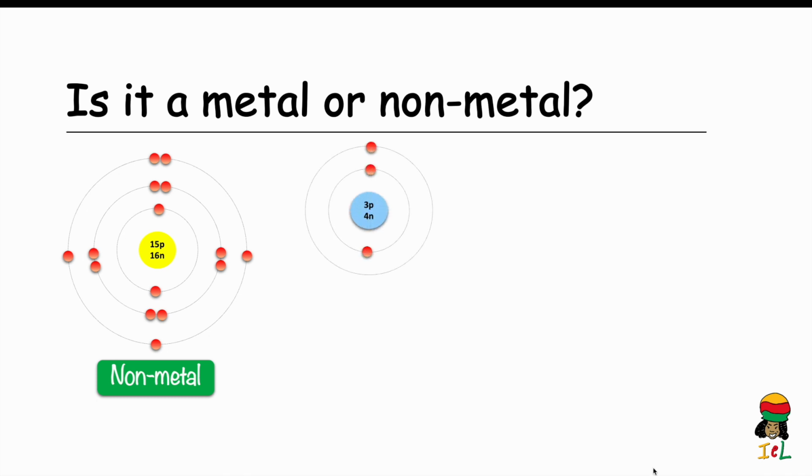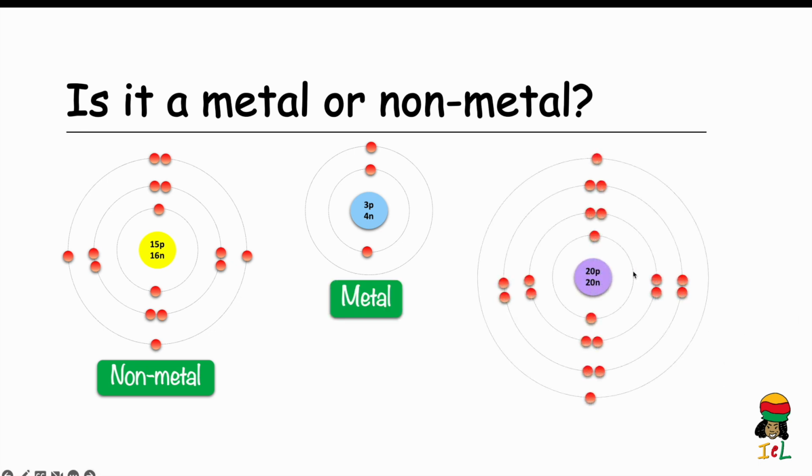The second atom has 2 shells. The second shell, which is the last shell, has 1 electron. Recall from the lesson that if an atom has less than 4 electrons on the last shell, it is metal. This atom, therefore, is metal. The third atom is large with 4 electron shells. The last shell contains 2 electrons. Since this atom has less than 4 electrons on the last shell, it is metal.